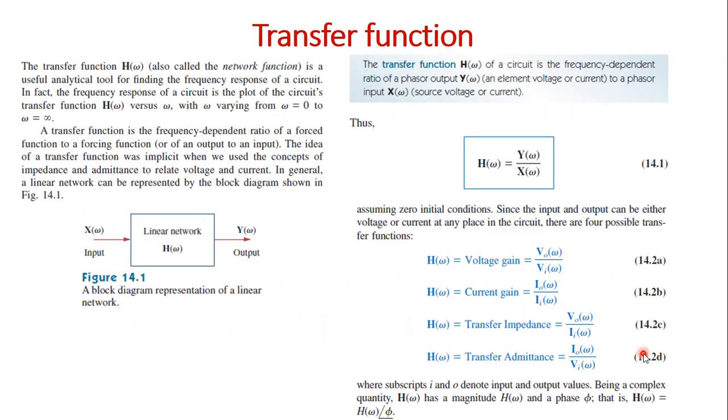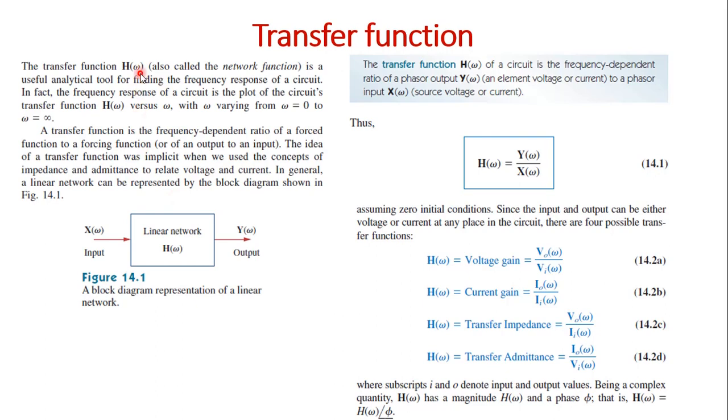The next terminology is transfer function. The transfer function, H of omega, also called the network function, is a useful analytical tool for finding the frequency response of a circuit. In fact, the frequency response of a circuit is the plot of the circuit's transfer function H of omega versus omega, with omega varying from 0 to infinity.